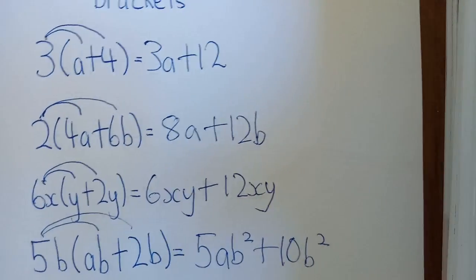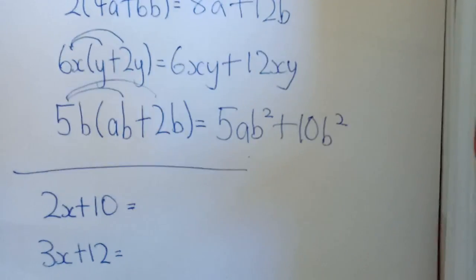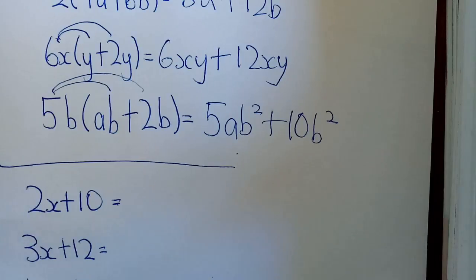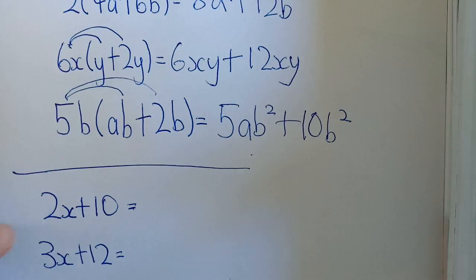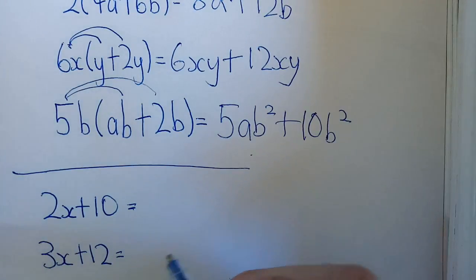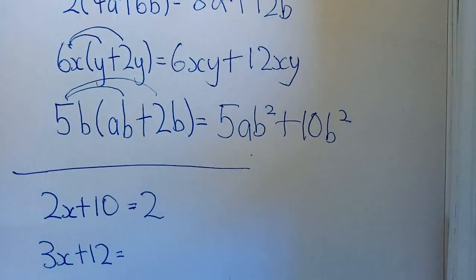Okay, now we're moving on to factorizing brackets. So, we've got 2x plus 10 as our first equation. We're told that we have to factorize this. And to factorize these equations, we need to find the highest common factor between the two values right here. So, the highest common factor between 2 and 10 is 2. So the highest common factor is always the outside value. So we have it right here.